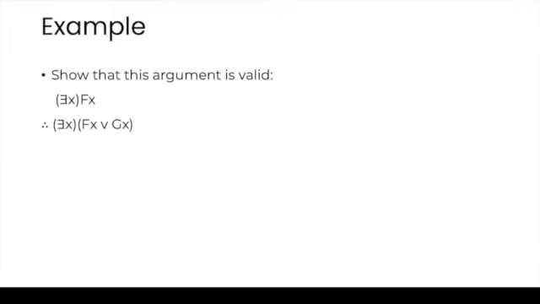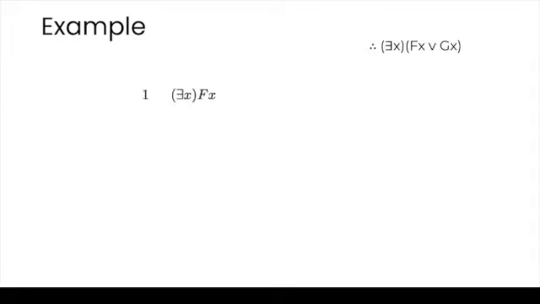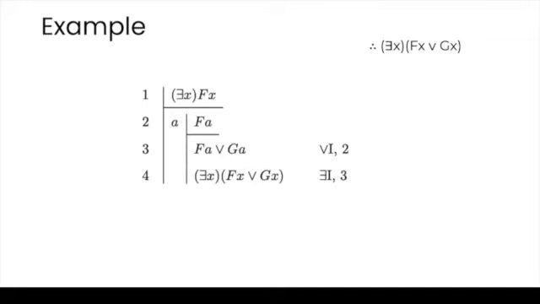Okay, here are some examples of the application of the rule. Show that this argument is valid. Some X is F. Therefore, some X is F or G. We start with our first premise and leave the intended conclusion in a corner as a reminder. Now, to exploit the existential in 1, we start a subderivation. And since no names are in use so far, there is no obstacle to our using the name A. Then we use V introduction on line 3 to get FA or GA. And then, by existential introduction, we obtain a sentence that is identical to the one that's our target conclusion.